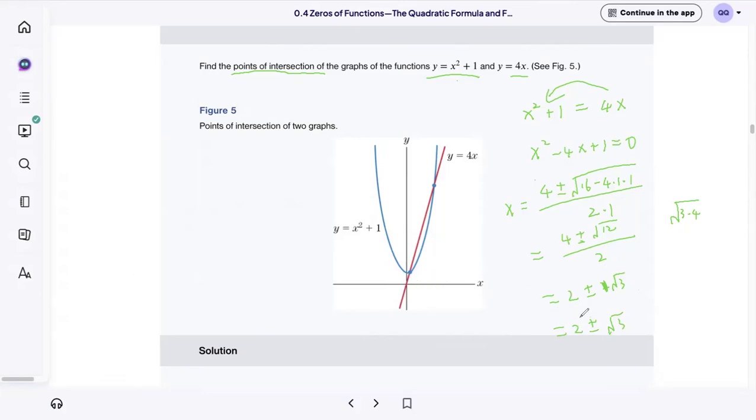So once we get the points, then we can plug in. We can plug into this, right, to get the y value. So this point would be 2 minus the square root of 3, and 4 times that. 4 times 2 is 8, minus 4 square root of 3. So that would be this point. And this point will be 2 plus the square root of 3. And then multiply by 4. The function value will be 8 plus 4 square root of 3.